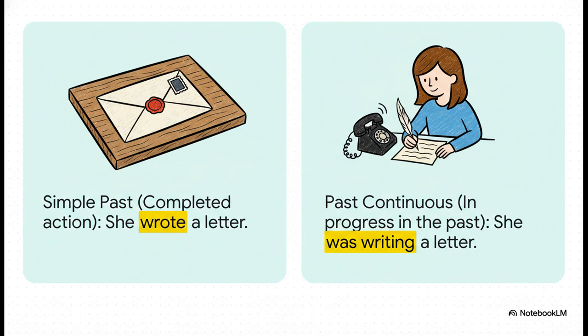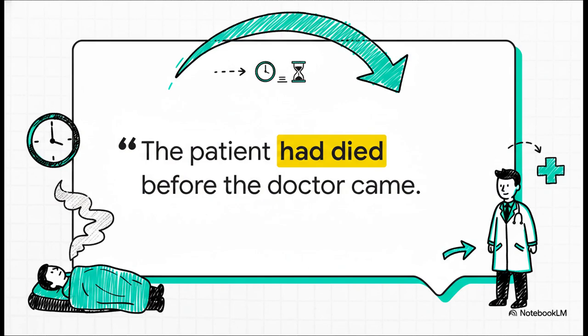It sets the scene. Now for a really powerful tool, the past perfect. To show you just how powerful it is, let's step away from our letter story for just a second. Look at this classic example. The patient had died before the doctor came. We've got 2 actions in the past here, right? The patient dying and the doctor arriving. That past perfect tense, had died, makes it absolutely 100% clear which one of those 2 things happened first. It's all about the sequence of events.